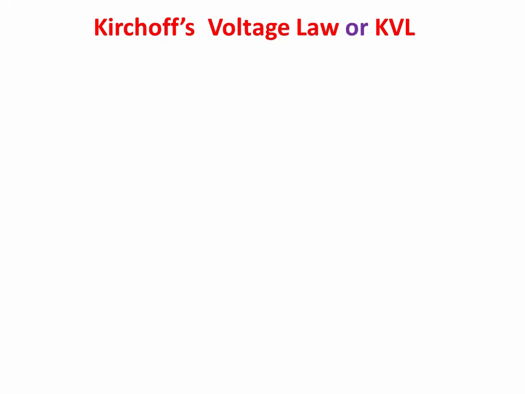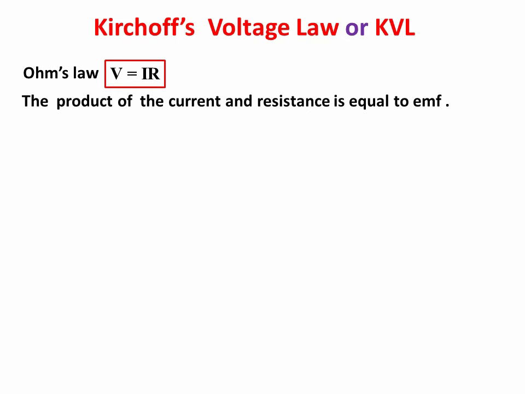We know that Ohm's law is V equal to IR, that is the product of the current and resistance, that is IR, which is equal to EMF. EMF is nothing but voltage. So, V is equal to IR. The physical significance of that equation is that the product of the current and resistance is equal to EMF.